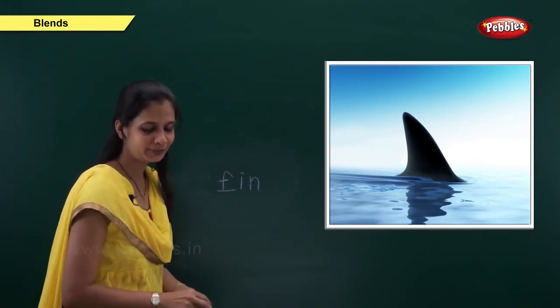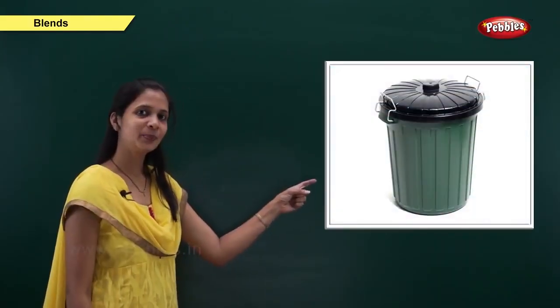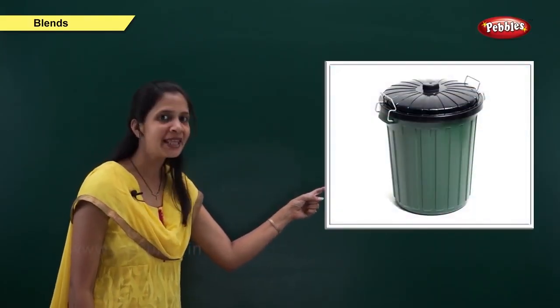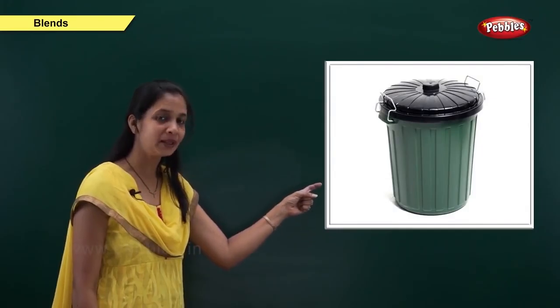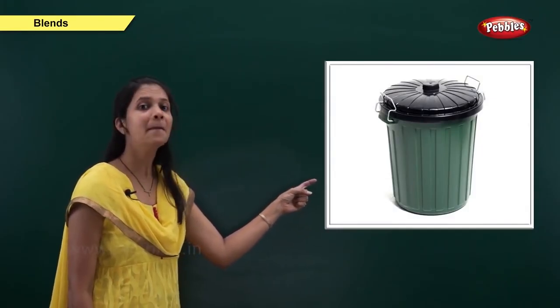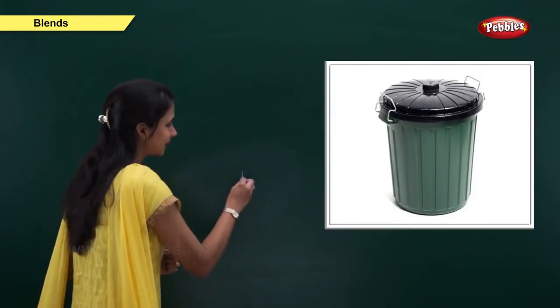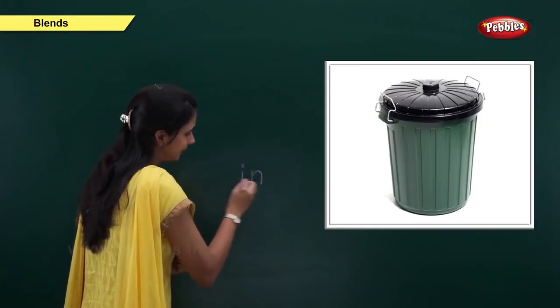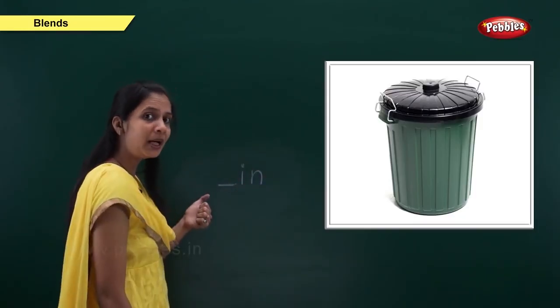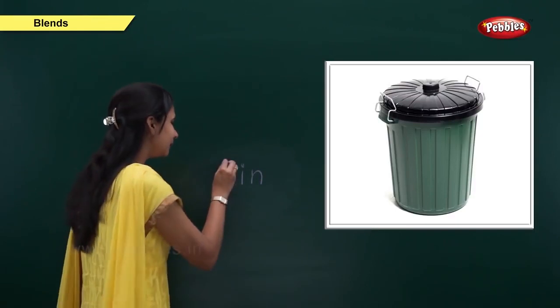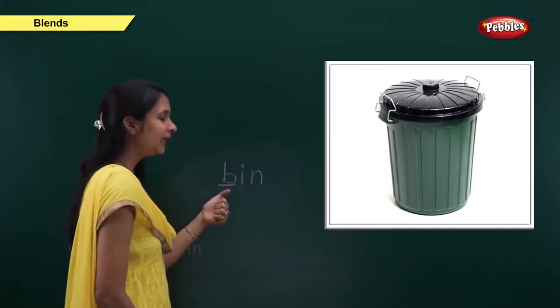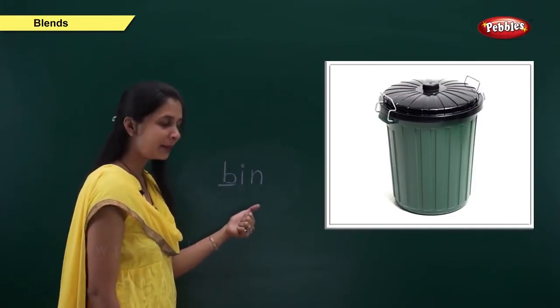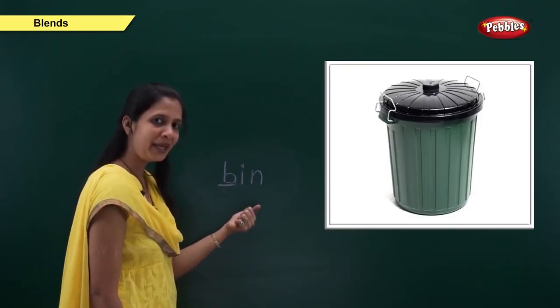Okay. Now next one. What is it? Yes, it is bin. B in a bin. So what is the beginning sound? B. Yes. The sound is B. So the letter is B. B-I-N. Bin. B in a bin.